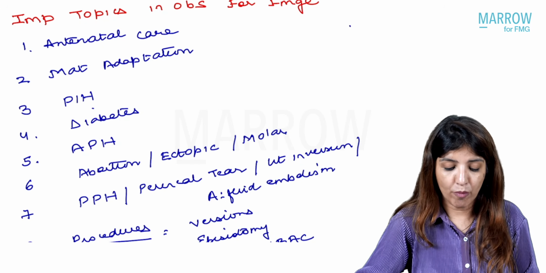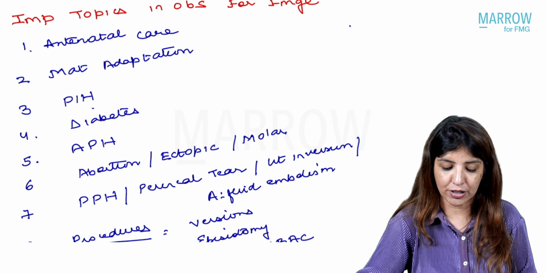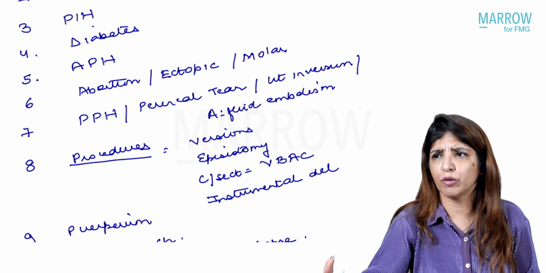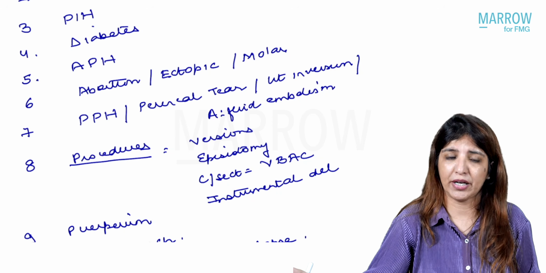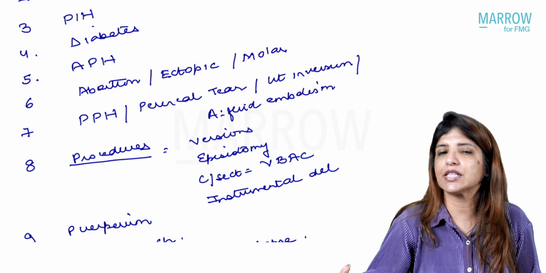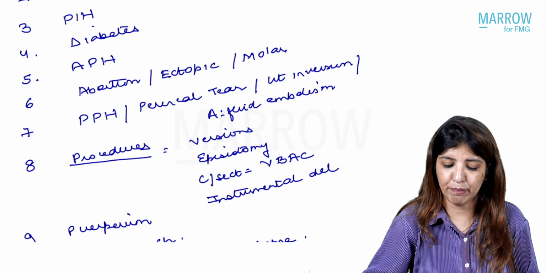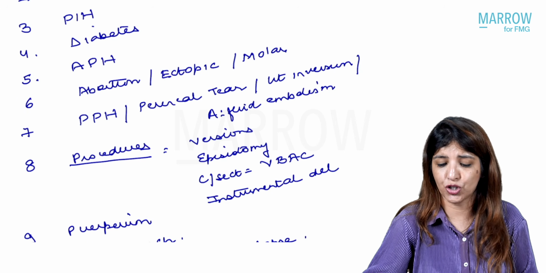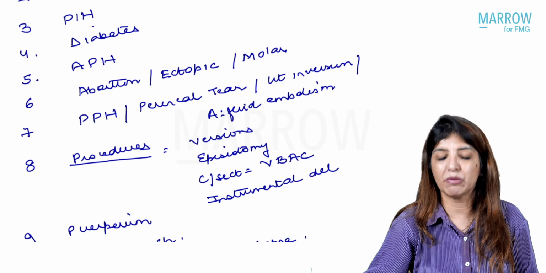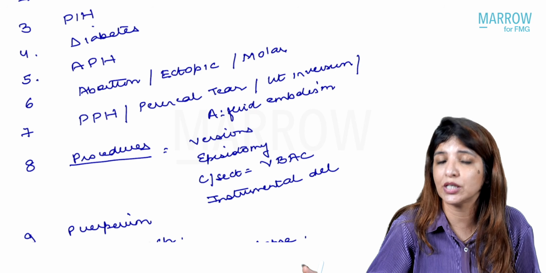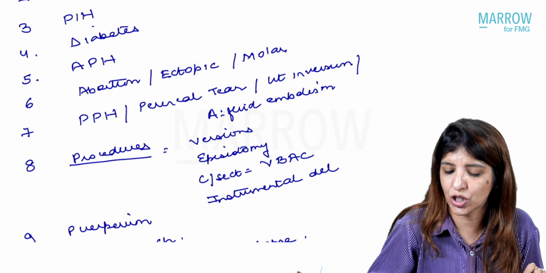So, in OBS: antenatal care, maternal adaptations, PIH, diabetes, antepartum hemorrhage, abortion, ectopic, molar pregnancy. Generally, they give you one question from this, from bleeding in early pregnancy. Then these days, they have started giving you questions from third stage complications. So you may get a question on PPH, perineal tear, uterine inversion, or amniotic fluid embolism. Procedures like versions, episiotomy, cesarean section. In cesarean section, classical cesarean section and VBAC, that is vaginal birth after cesarean section, is very important.